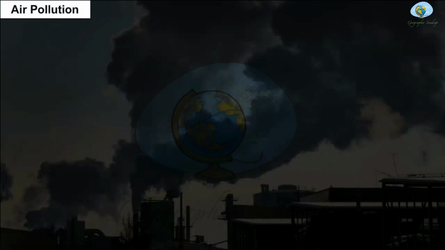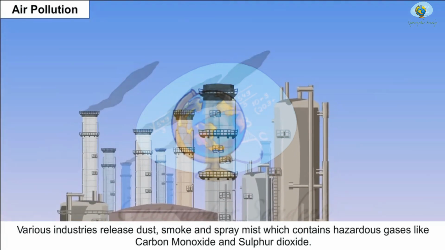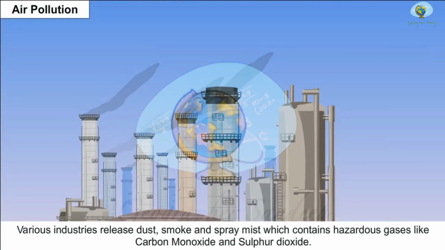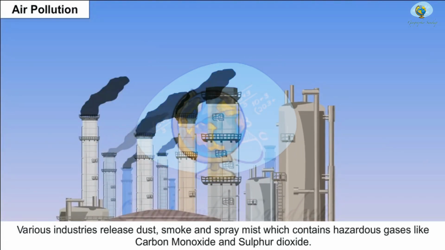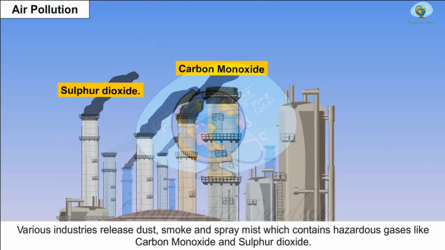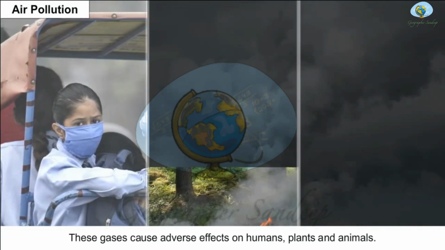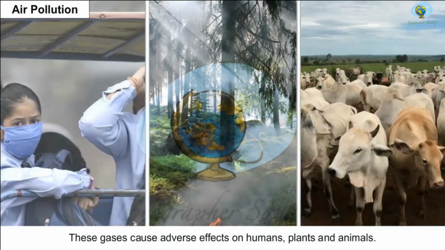Air pollution. Various industries release dust, smoke, and spray mist which contain hazardous gases like carbon monoxide and sulfur dioxide. These gases cause adverse effects on humans, plants, and animals.